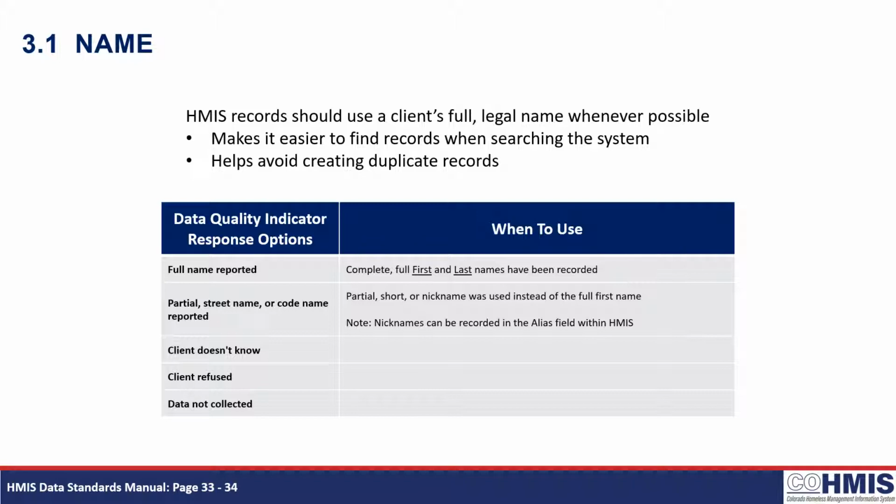So for name, social security number, and date of birth, HUD also has us indicate the data quality type that we've just entered. So for HUD, a full name reported is a full first and last name recorded into the system. If we only have a code name or a nickname for the client, we would select partial street name or code name reported. And again, there are those options for client doesn't know, client refused, and data not collected.